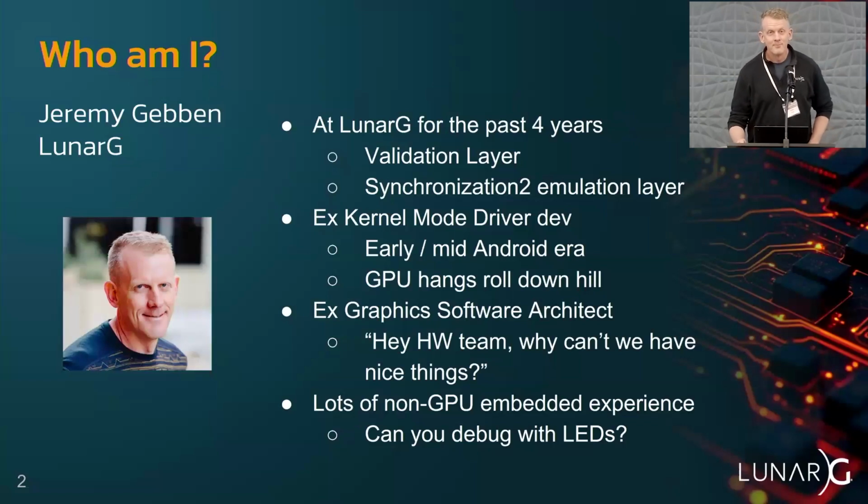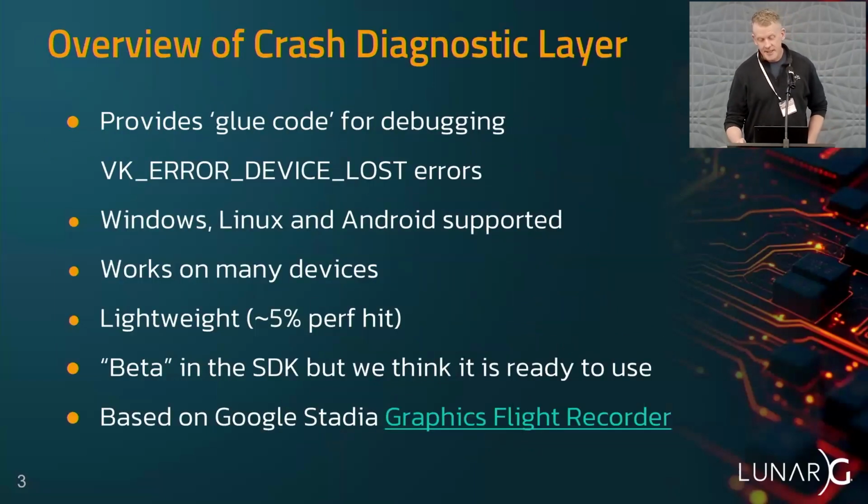So we'll talk about crash diagnostic layer, as Spencer alluded to. It's a pile of glue code and dirty tricks for debugging device lost. It works on Windows, Linux, and most recently Android. It doesn't require extensions. It makes use of them if they're available, and it tries to do what it can with whatever's on your device.